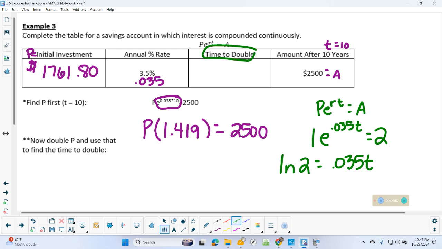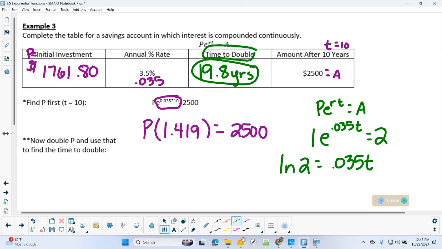How many years? Is that what everybody has? 19.9? 19.8, or if you want to round it to 20, whatever you want to do. You should have something like 19.8. I'm going to label it. Any questions on that? Maybe just a decimal point.